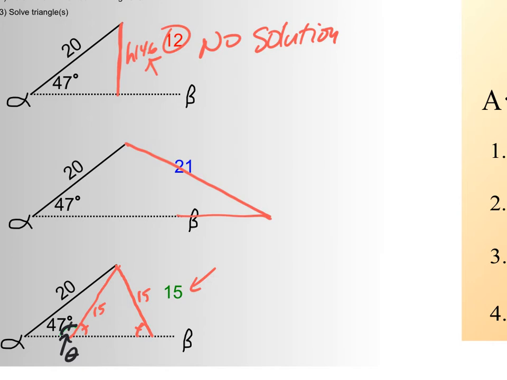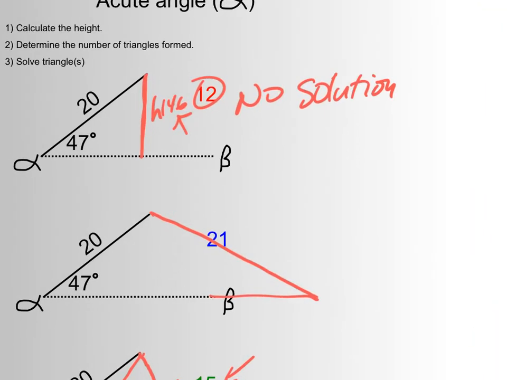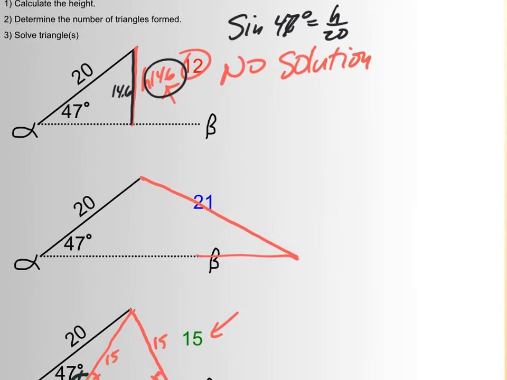Yes? How did you know that 15 would be too long to get a height? Because we figured out the height back here, and it was 14.6. We did that together. We used sine of 47 was equal to h over 20. And we times by 20 on both sides. And bottom line, the height is 14.6. So it can't be 15.